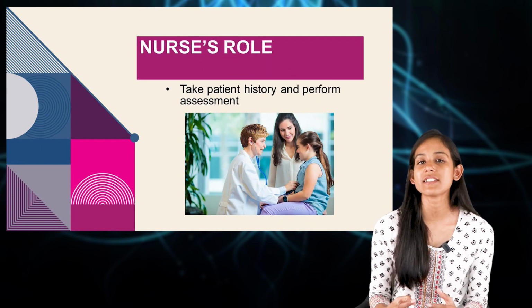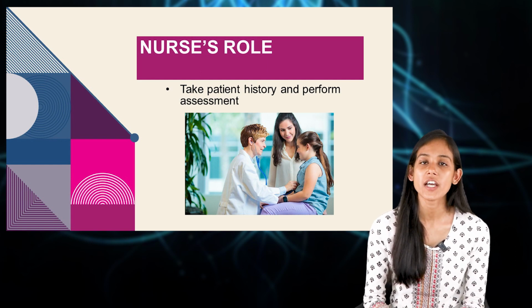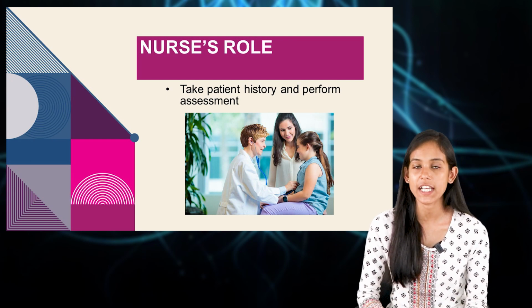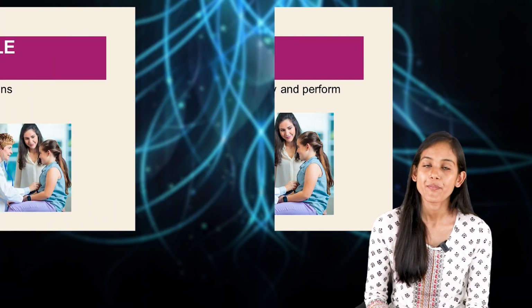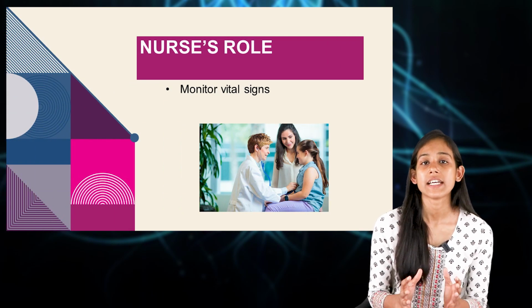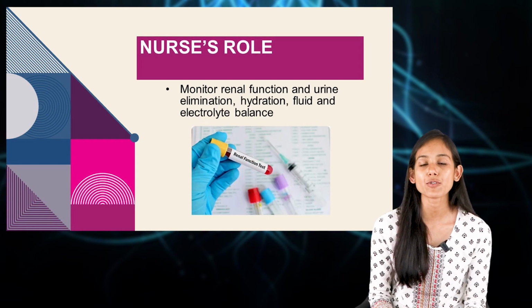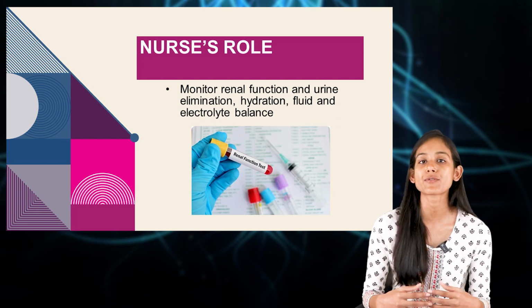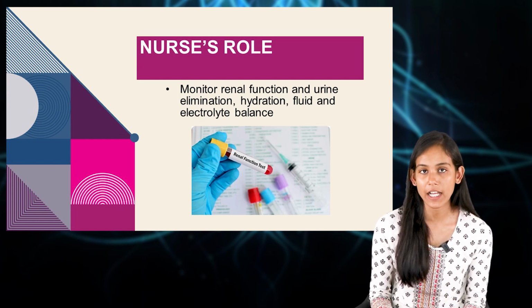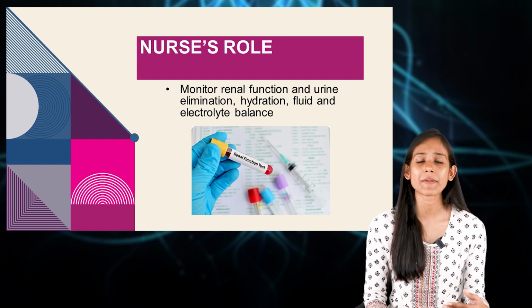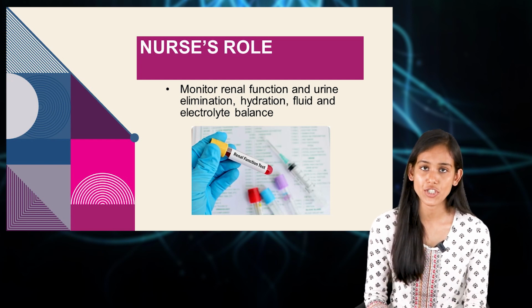Well, now moving on to the nurse's role in taking care of a child with polycystic kidney disease. Firstly, we will be collecting the history of the patient and we will perform our assessment. And after that, we have to monitor their vital signs carefully, especially the blood pressure. And then we have to monitor the renal function. So how are we going to monitor the renal function? For that, we have to continuously monitor the intake and output chart. We have to make sure that the child is hydrated or not. And then we also have to keep an eye on the urine elimination of the child.